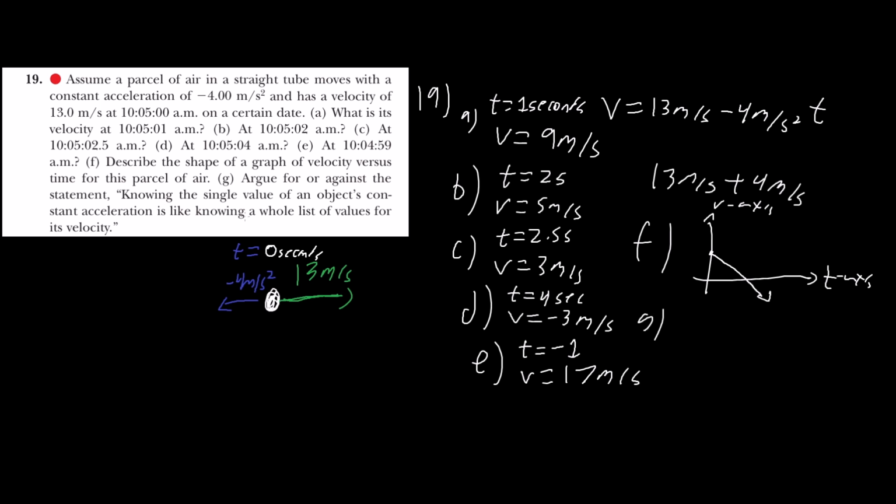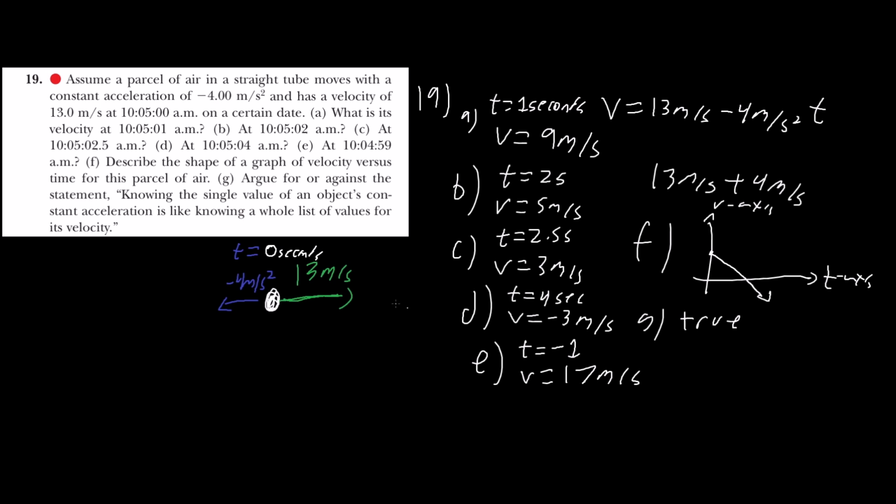And part G is, are you for or against the statement: knowing the single value of an object's constant acceleration is like knowing a whole list of values for its velocity? So look at the key words, is like. So yes, this is very true.